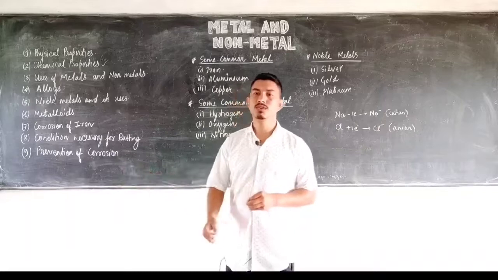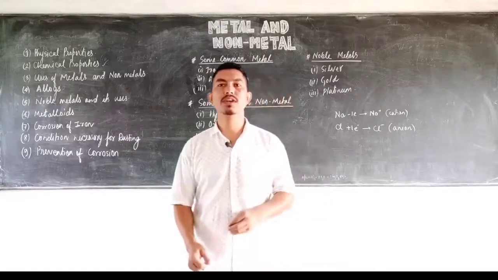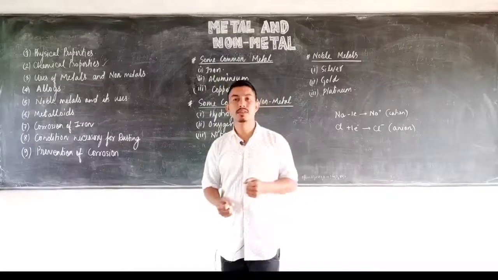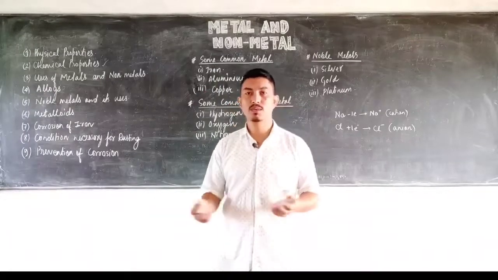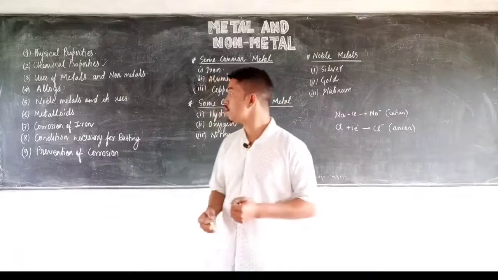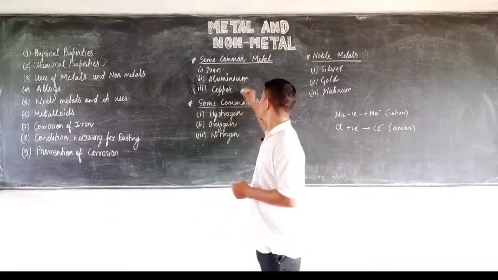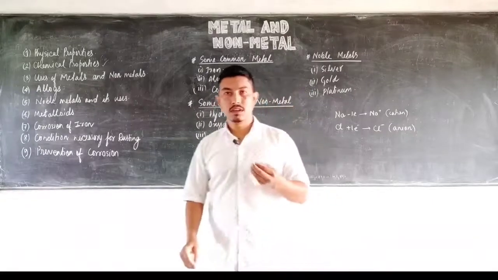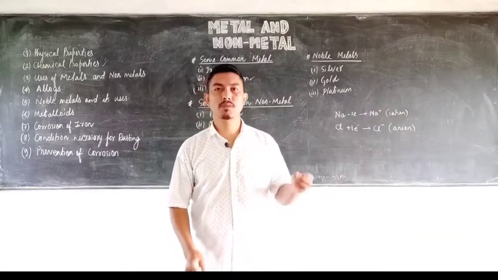Apart from those uses, iron is also very essential for human beings, because iron helps in the formation of hemoglobin, which is the most important part of our blood. Now coming to the second metal, aluminium. Aluminium is the most commonly used metal.